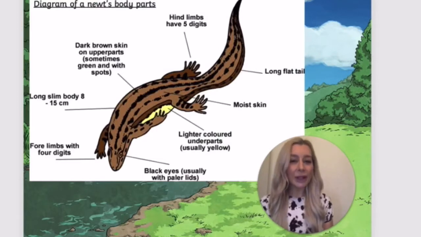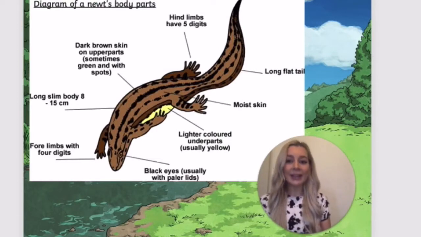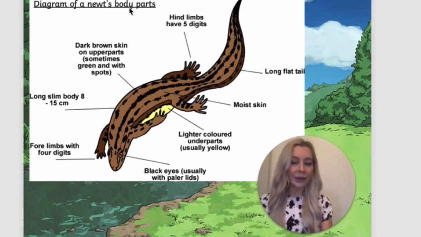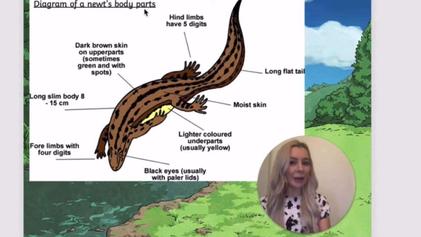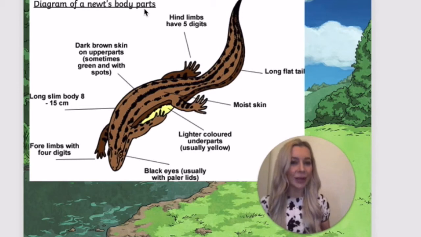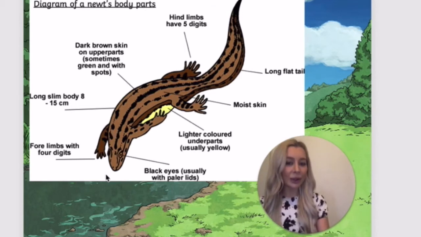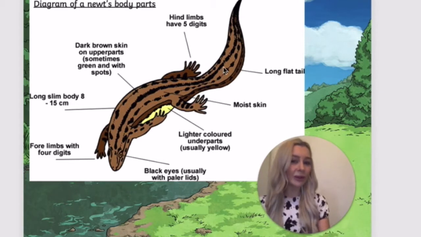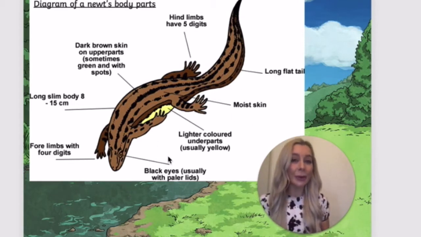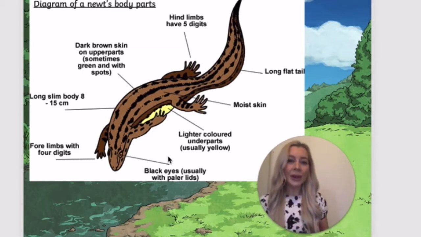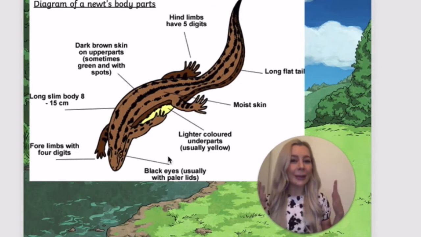So this first one would be a really good diagram to have in your explanation text. It's a diagram of a newt's body. You can see here I've labelled the diagram so that the reader knows exactly what they're seeing when they look at the picture. It's then got a picture of a newt, and the picture of the newt has been labelled with all the different parts that may have been spoken about during the text. So when the reader reads this and looks at the picture, they'll be able to make much more sense of what they're reading.